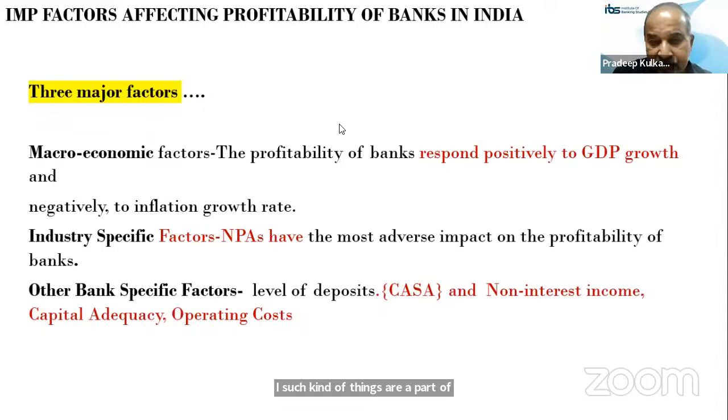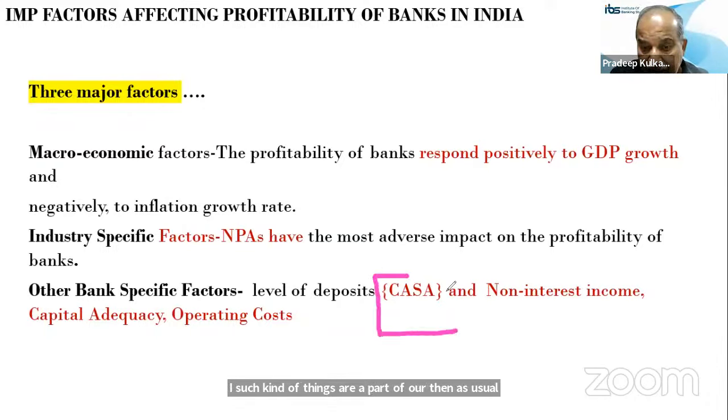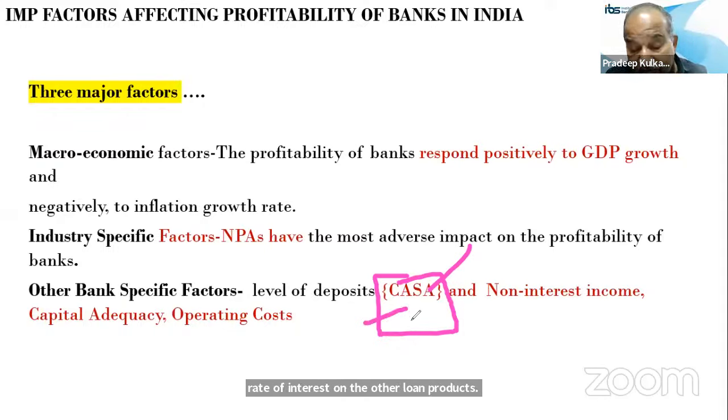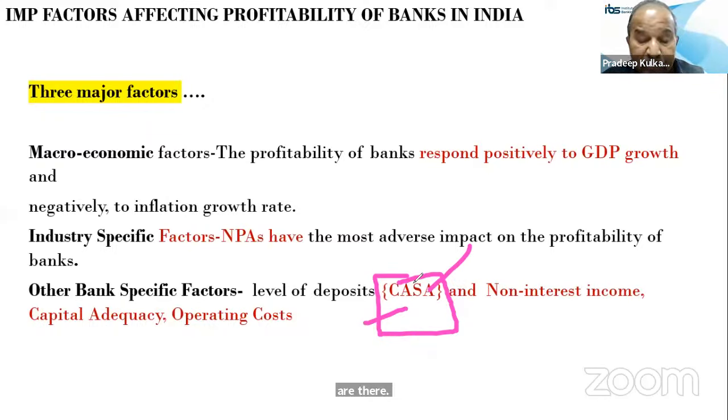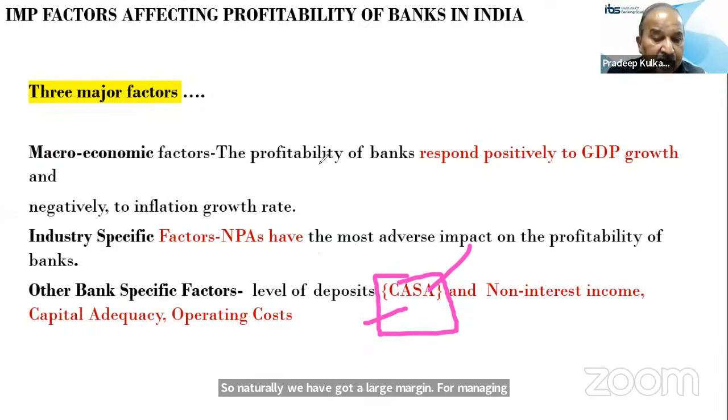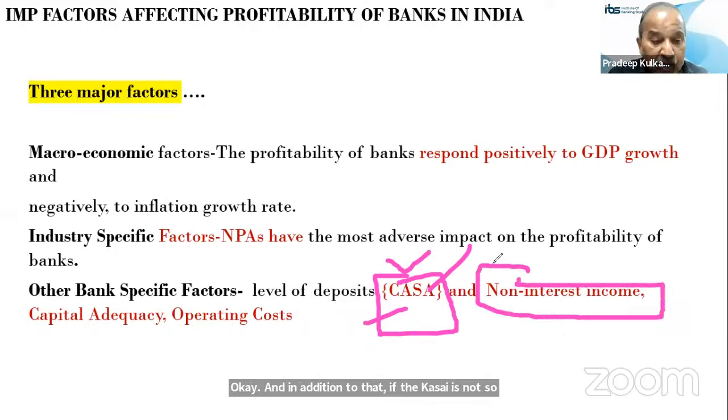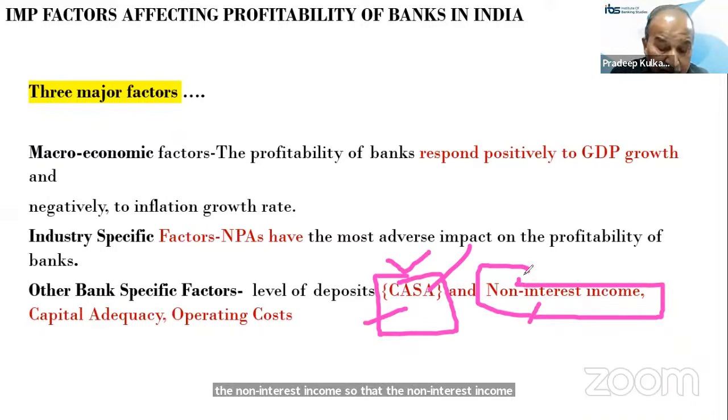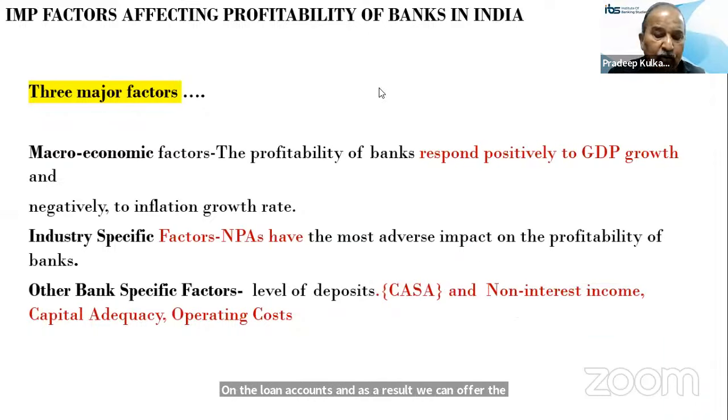Then as usual, the level of CASA. Why is the level of CASA important? Because CASA enables us to give the best rate of interest on our loan products. The higher the CASA, the lower the interest payable on deposits. When lower interest is payable on deposits, naturally we have a large margin for managing the spread. That's why CASA is important. And in addition to that, if the CASA is not so good, at least bank people need to strive hard to get non-interest income, so that the non-interest income can compensate the burden on the loan accounts. And as a result, we can offer a competitive price to the client on the loan segment.